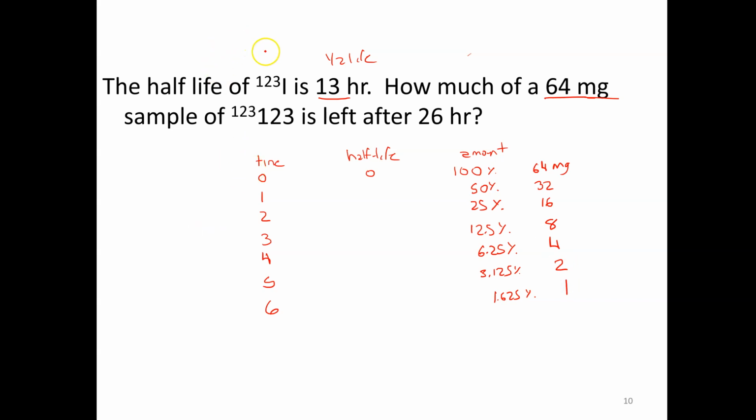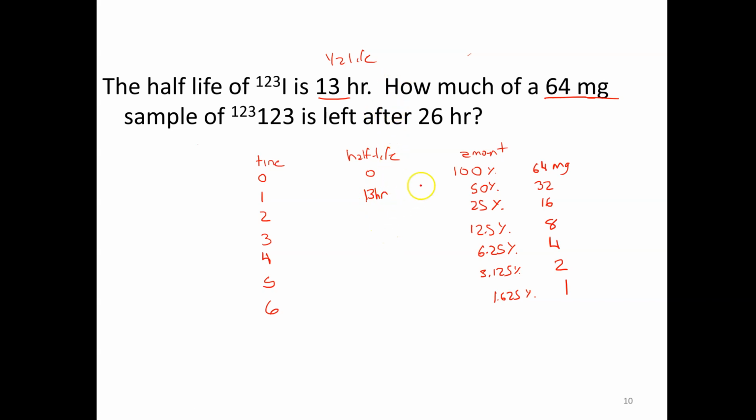So the half-life is 13 hours. So where do I put that information? Right here, where it says half-life. So that's where it goes. What if I wasn't given that? Well, whatever number you're given, let's say after 3 half-lives, the time is such and such, you put it there.